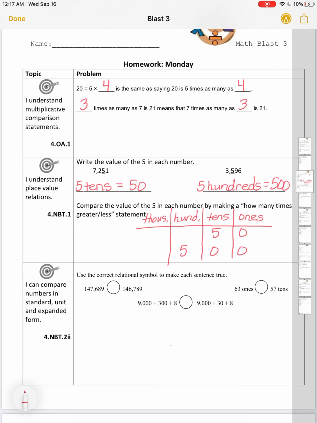Now, in order to compare the 5s in those two numbers, I'm going to look at my place value chart here. And I know that a digit in one place represents 10 times what it represents in the place to its right. So when this 5 that sits in the tens place shifts one time to the left, it's multiplying by 10. It's becoming 10 times greater. So I can make the statement that 500 is 10 times greater than 50.